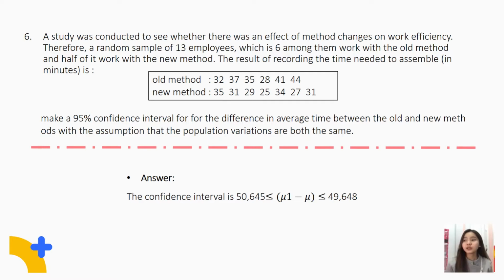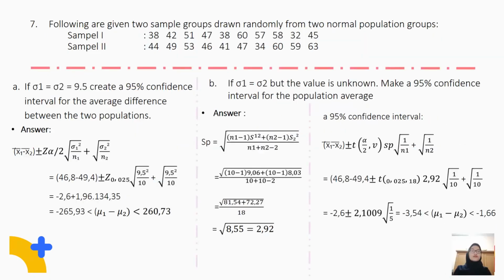Make a 95% confidence interval for the difference in average time between the old and new methods with the assumption that the population variances are both the same. And the answer of number 6 is the confidence interval is 50,645 less than or equal to mu1 minus mu2 less than or equal to 49,648.